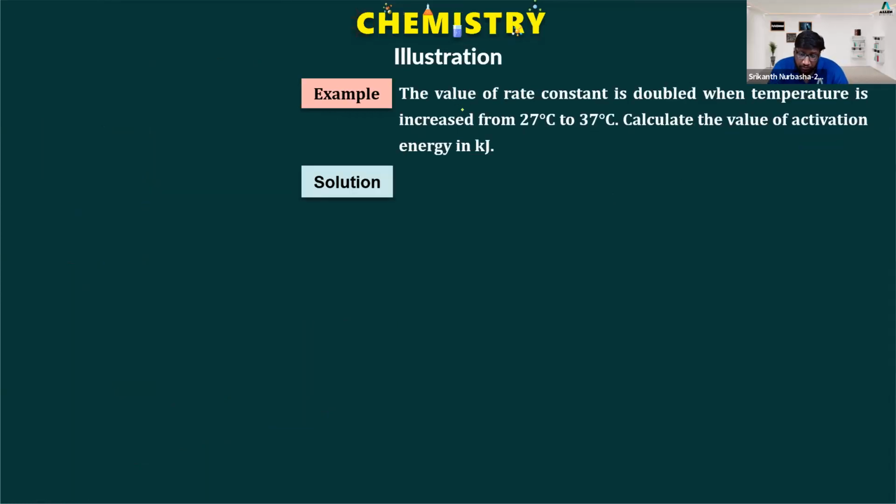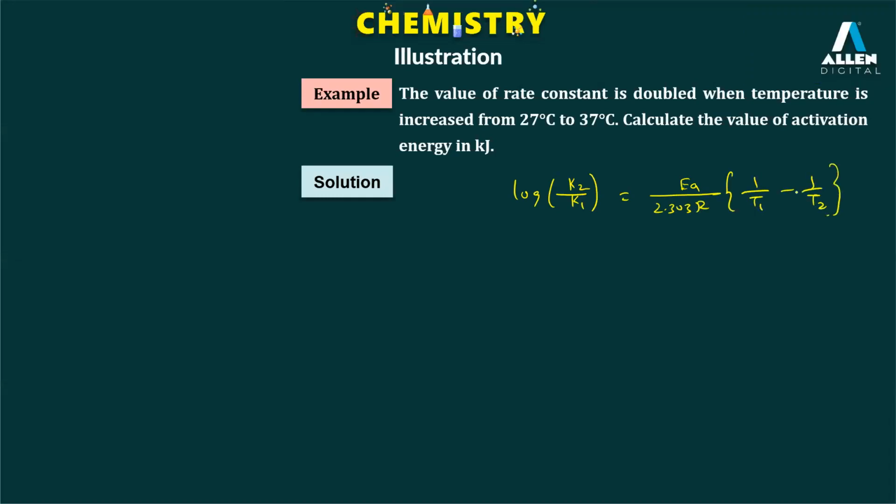Try to solve this question. The value of the rate constant is doubled when the temperature is increased from 27 degrees Celsius to 37 degrees Celsius. Calculate the value of activation energy in kilojoules. So we have the equation logarithm of K2 by K1 is equal to EA by 2.303 R into 1 by T1 minus 1 by T2. Yes or no?